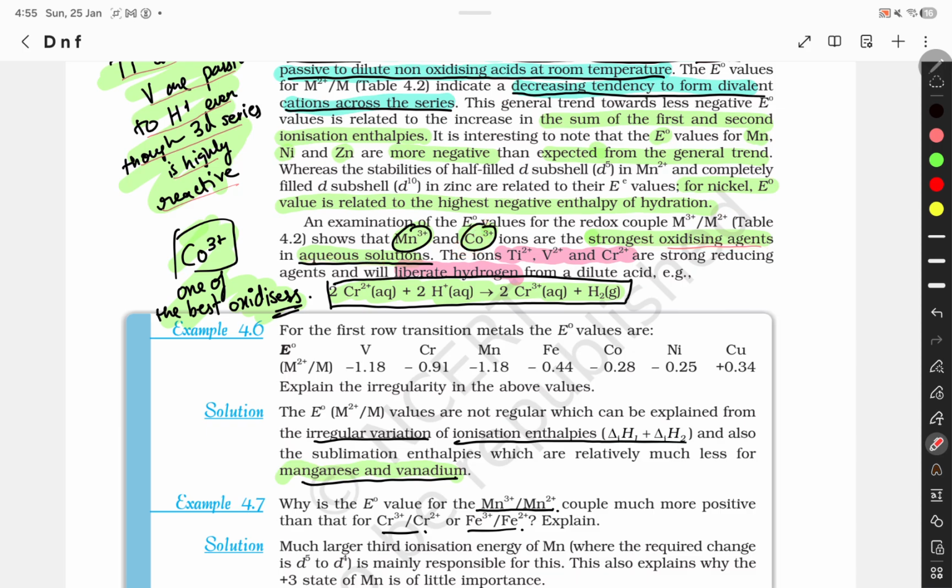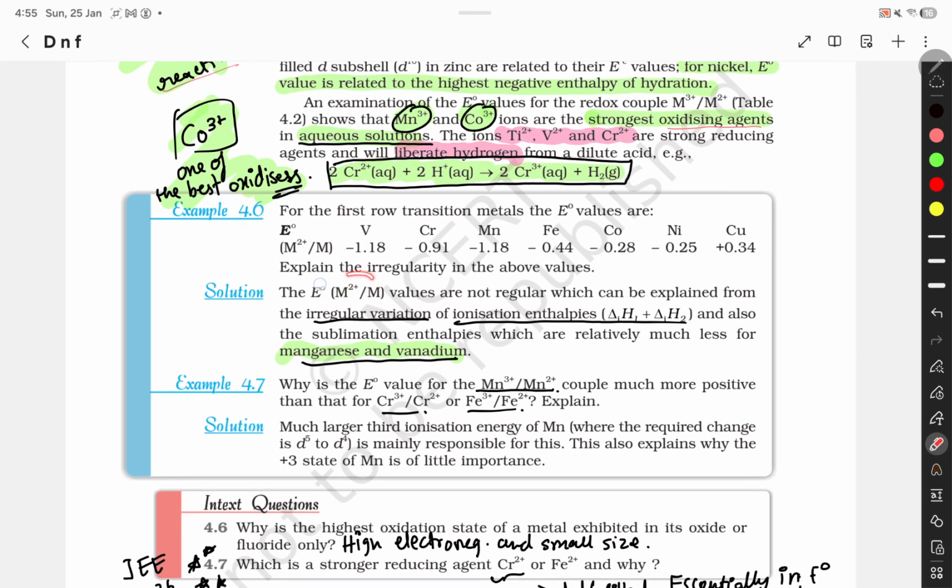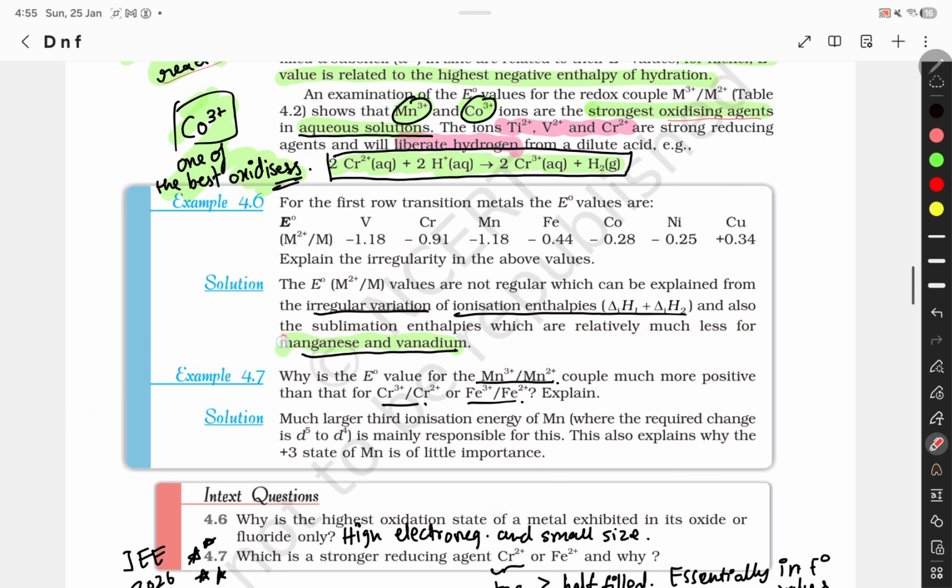Ti2+, V2+, and Cr2+ are strong reducing agents and will liberate hydrogen, such as this. The irregular E° values for M2+/M can be explained from the irregular variations of ionization enthalpies, and it is given over here. Ionization enthalpy is ΔH1 plus ΔH2, that's your total ionization enthalpy for 2+. And also the sublimation enthalpy, which is relatively much less for your manganese and vanadium.